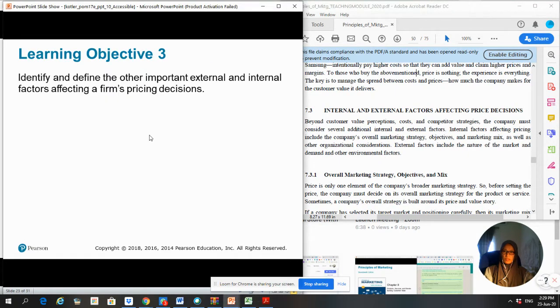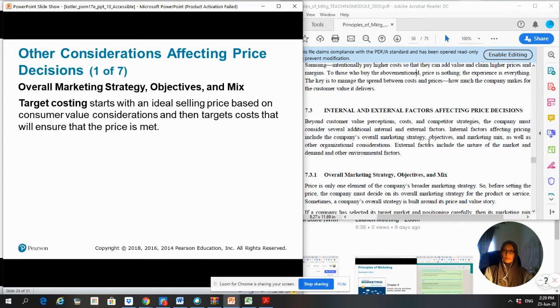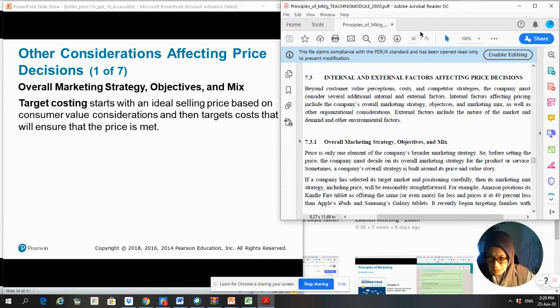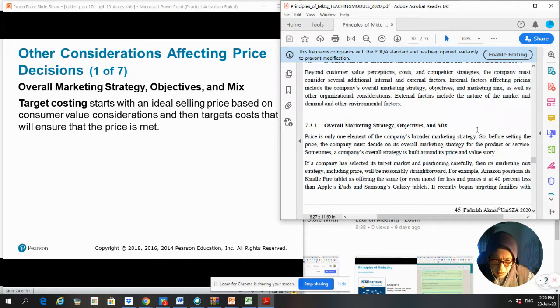So I'm going to talk about internal and external factors, and how these factors can affect whatever decisions need to be taken when setting up the price. Okay, first of all, we can see that there are many factors that can affect the price setup strategy.